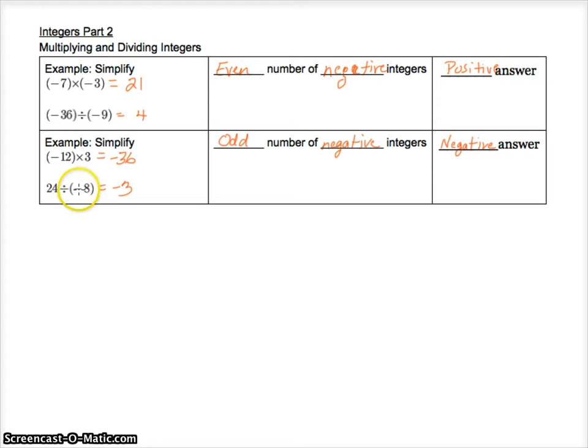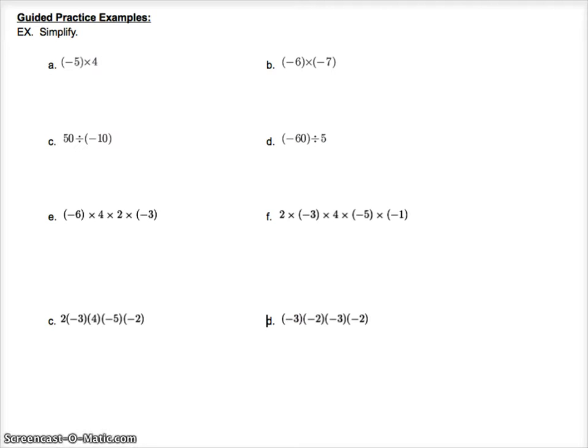So it's important to count the number of negative integers to make sure we understand whether they're even or odd. Let's look at a couple of examples. Alright, letter A says to simplify. Let's look at letter B real quick. Letter B has negative 6 times negative 7. And here I have an even number of negatives. 1, 2 negatives, it's even. 7 times 6 is 42. And it'll be positive 42.